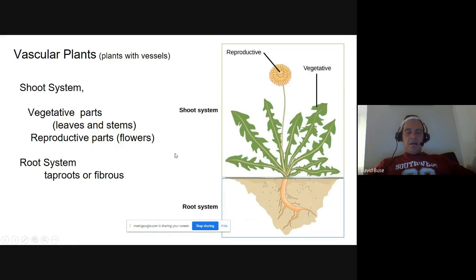Vascular plants, the vast majority of plants that we see are vascular plants. They have a very specific shoot system, which is the above ground system, and roots, which is the below ground system. The root systems can be either a tap root, which is shown here, or a fibrous root, which you could see if you looked at the roots of corn or grass. They have more of a fibrous root system.